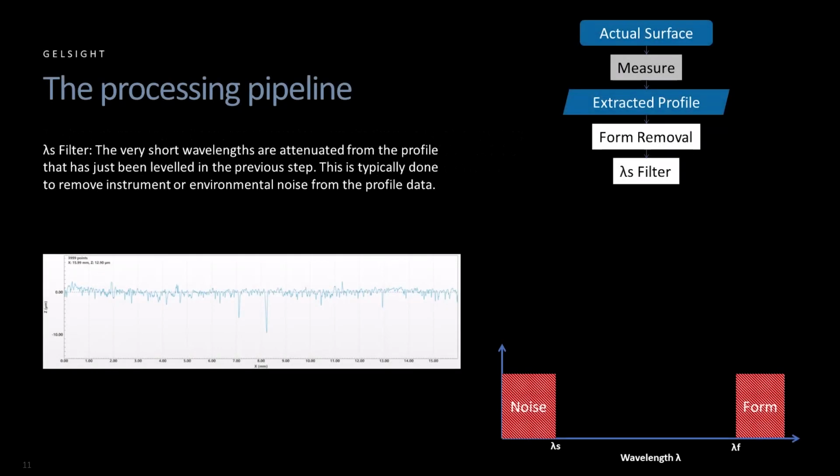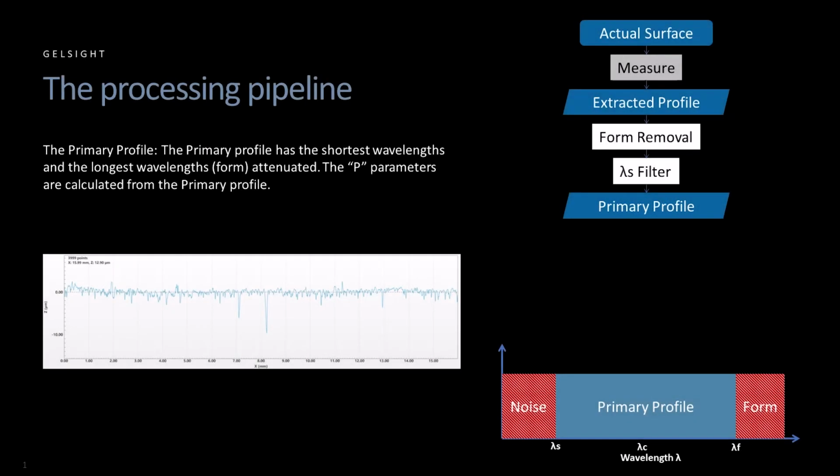The next step in the processing pipeline, as I like to call it, is to remove or attenuate the very short wavelength information below the lambda S wavelength. This wavelength is called the roughness short wavelength cutoff in the ASME standard. This wavelength is typically 2.5 microns on a contact profilometer and is used to remove noise from the measured profile, since the profilometer cannot measure these very short wavelengths due to the radius of the stylus tip. The resulting profile is called the primary profile.